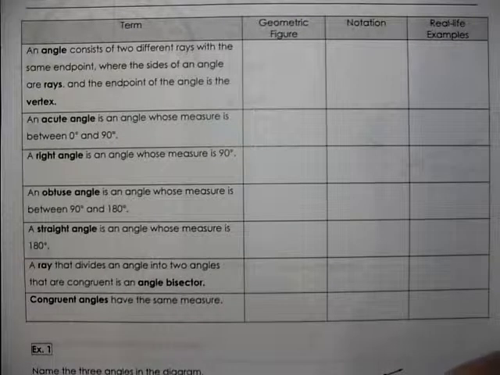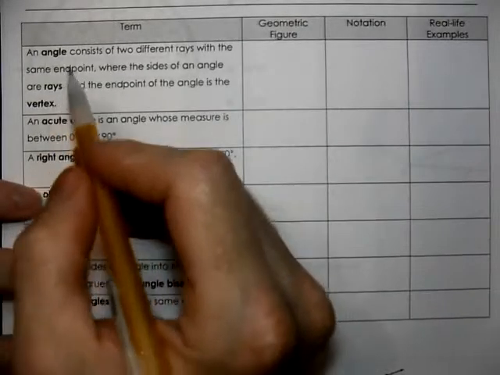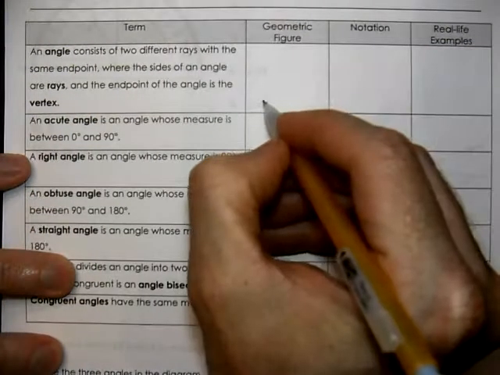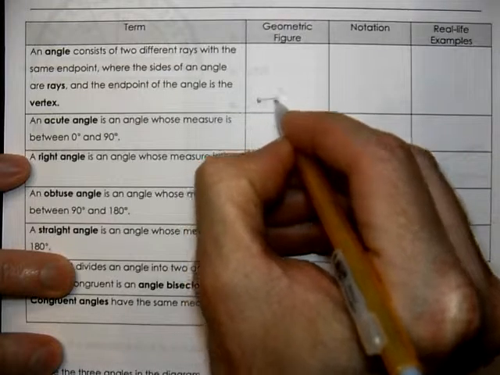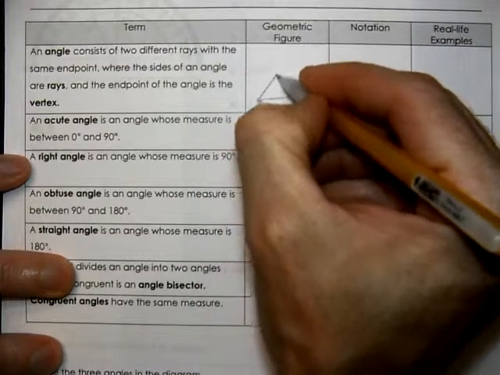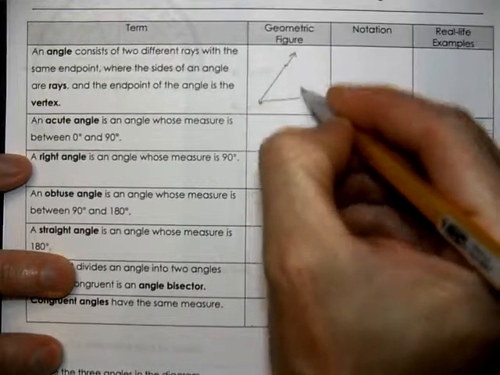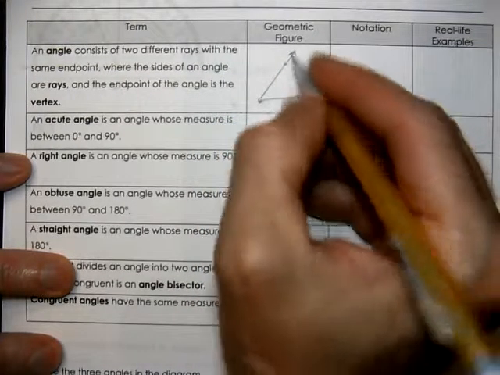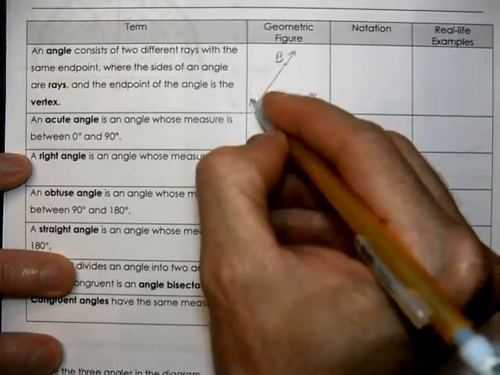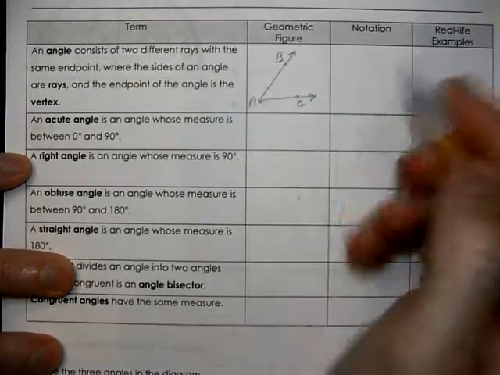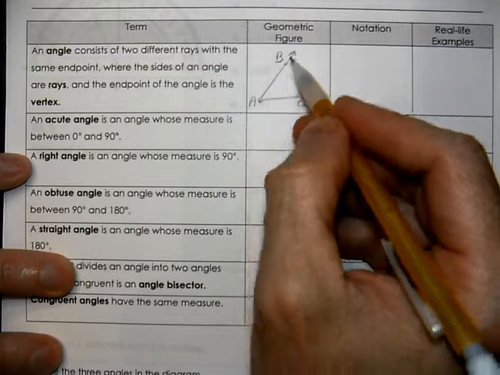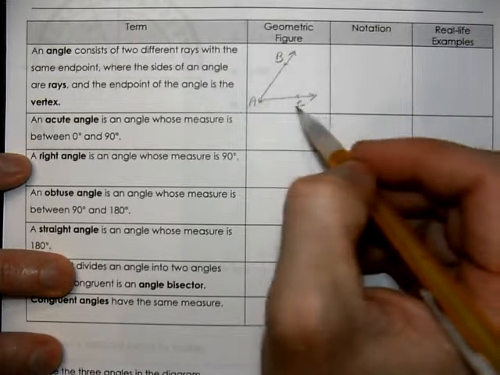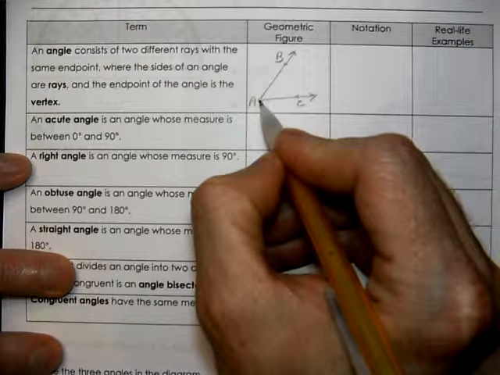This is Geometry's Measure and Classify Angles from Unit 1. We're going to define an angle. An angle is made up of two rays. We can name those rays using letters that are on them. We're going to name the angle by using letters that are on the rays.